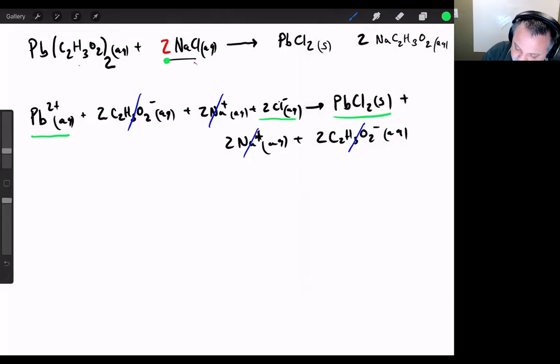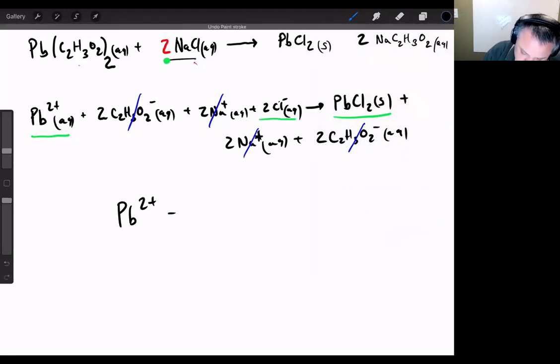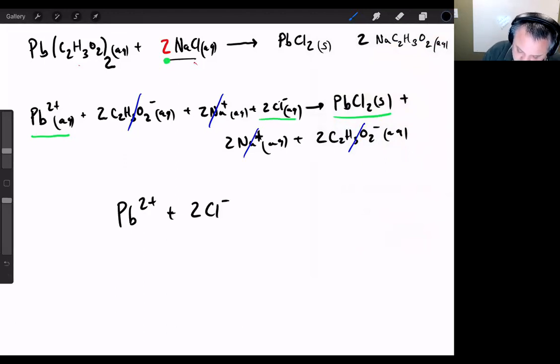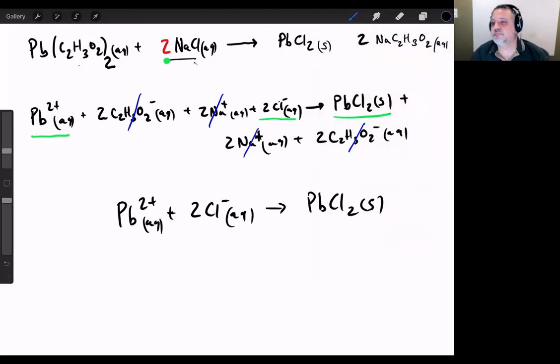So the net ionic equation is Pb 2 plus plus 2 Cl minus. This is aqueous, and they form PbCl2 solid. Okay.